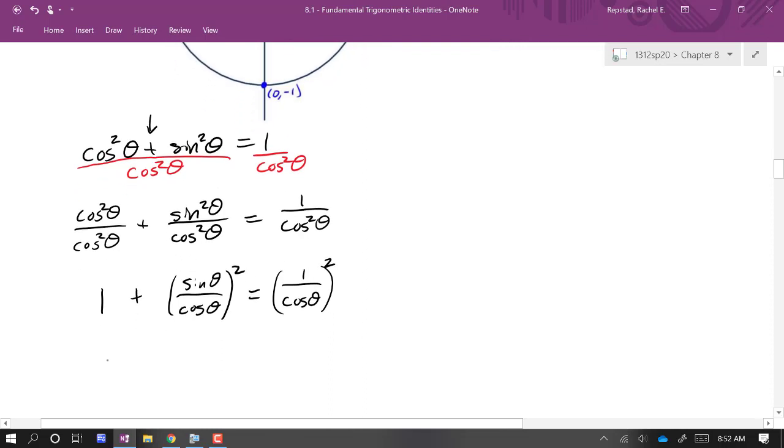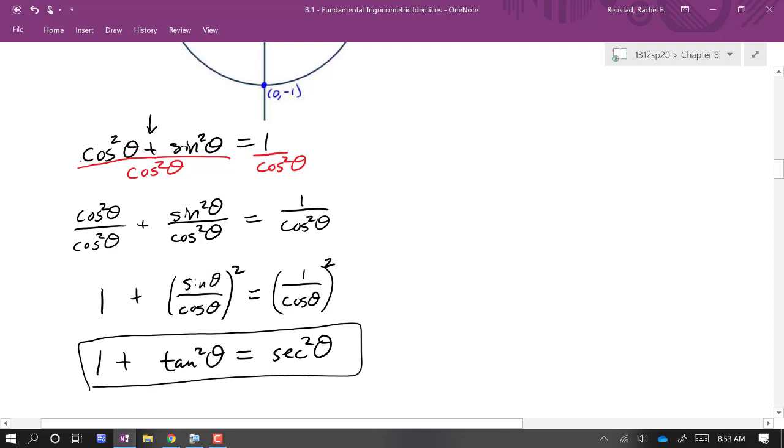One more step now. 1 plus sine over cosine squared is tangent squared, so I've got tan squared theta. And 1 over cosine is secant, so this is secant squared theta. So there is that version. Here I included some extra steps just to see how we arrive at the tangent function and the secant function.